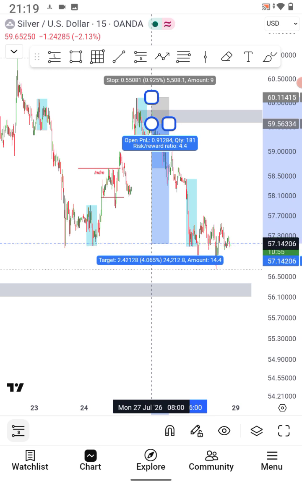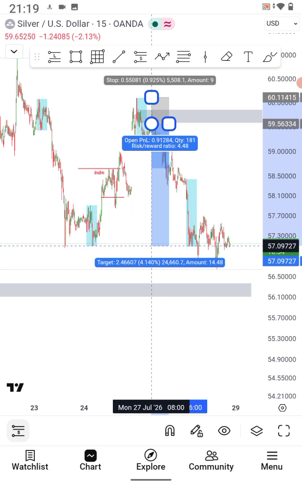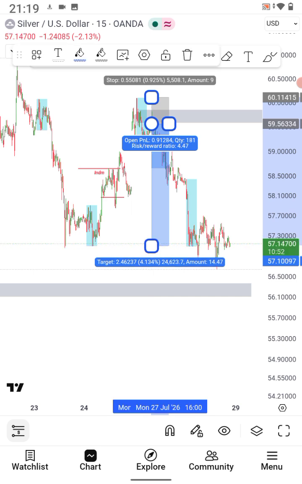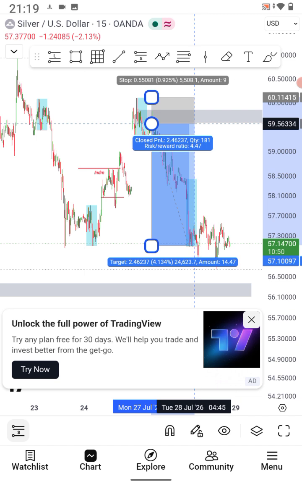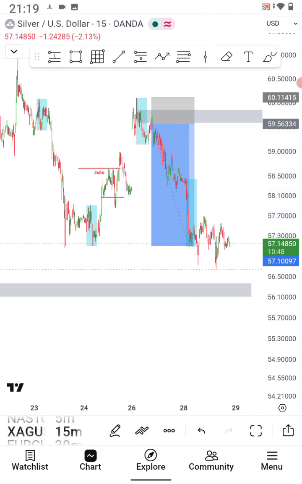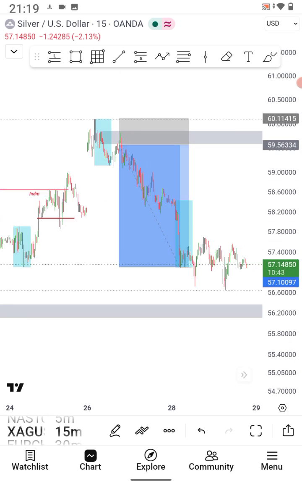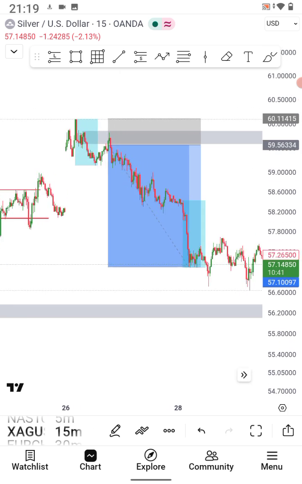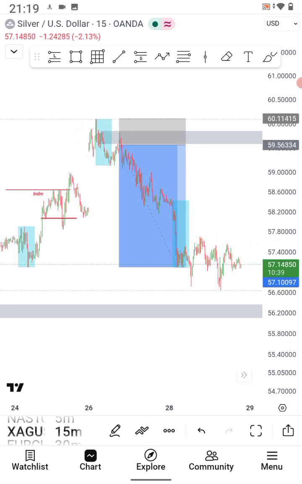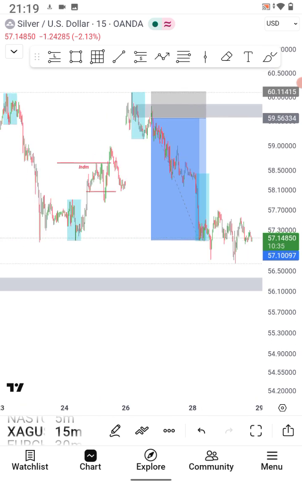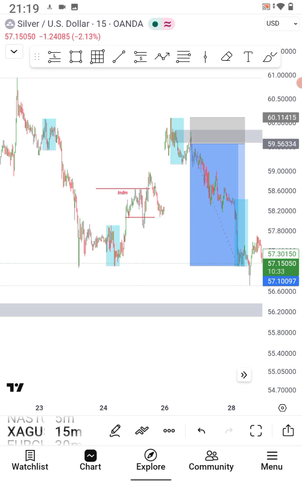Yes, I targeted the internal liquidity just before the external, the last internal liquidity. That's what I targeted. And the market gave me exactly what I wanted. Easy. Are you seeing it now? So just as I explained in my previous video, all I'm looking out for is a breaker block, an order block, and a break of structure.